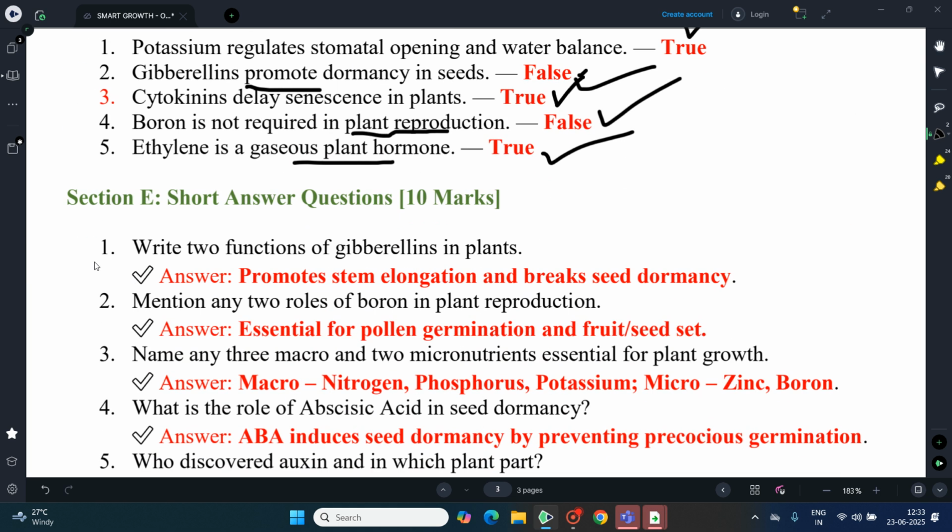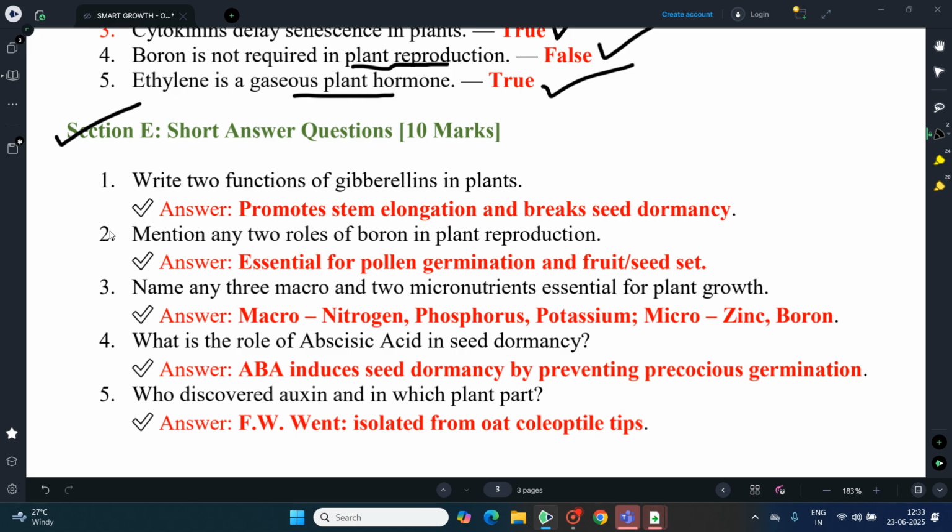I think this is the last section, the short answer questions. There are about 5 questions. Write 2 functions of gibberellin in plants. It promotes cell elongation as well as breaks seed dormancy. Mention any 2 roles of boron in plant reproduction: essential for pollen germination as well as increasing the fruit and seed set. Name any 3 macro and 2 micronutrients that are essential for plant growth.